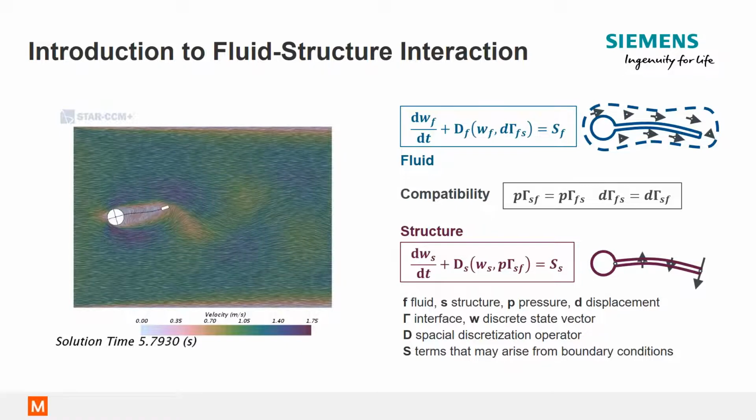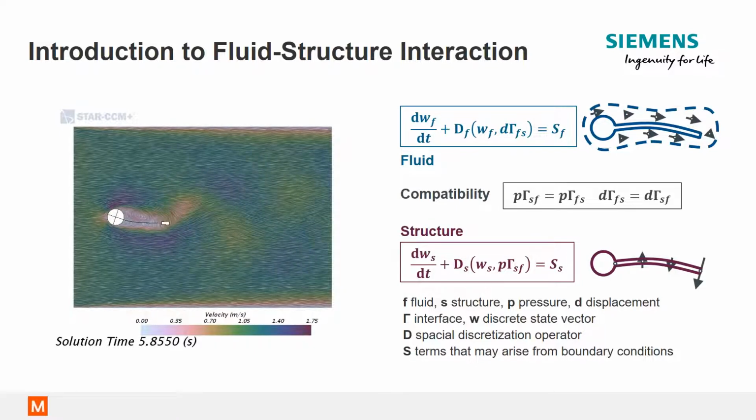The blue equation here defines the dependency of the state of the fluid domain on the structural displacement at the interface. The red equation here represents the state of the structural domain dependency on the fluid pressure at the interface. And the gray equation over here represents the compatibility of the 2 equations, that is displacement and the pressure, and it must be the same at both sides of the interface.